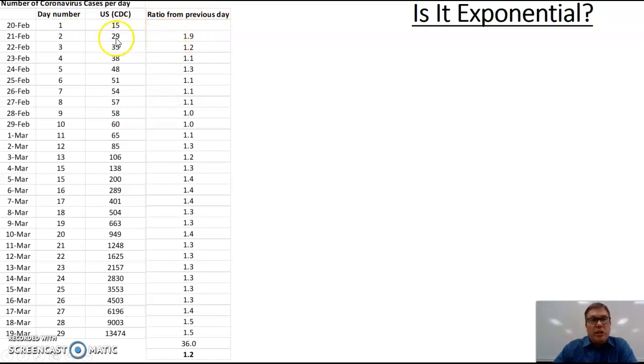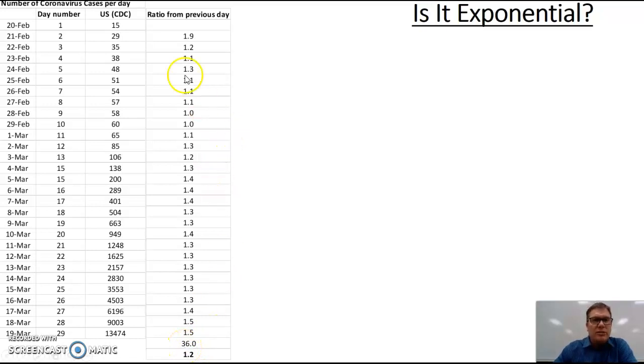So I just took 29 divided by 15, 1.9. 35 divided by 29, 1.2. And I copied that. This is, of course, just using Excel. I copied that down. Gave me a total, and then I divided it by how many. So on average, again, you got to think statistics here. On average, it's being multiplied by about 1.2 every day.